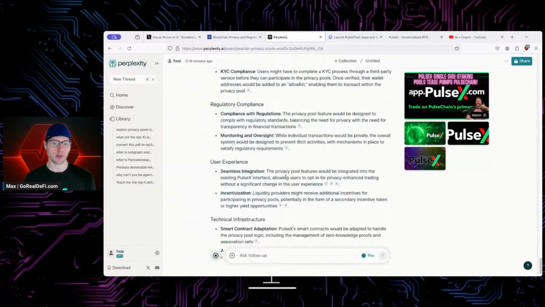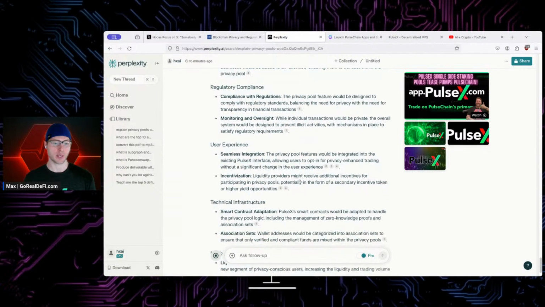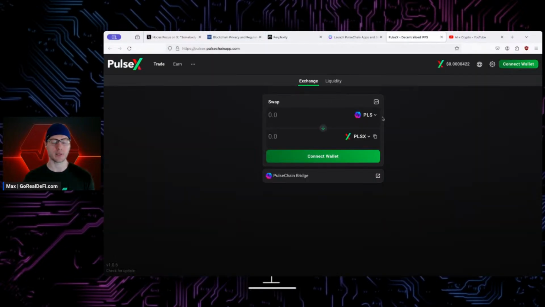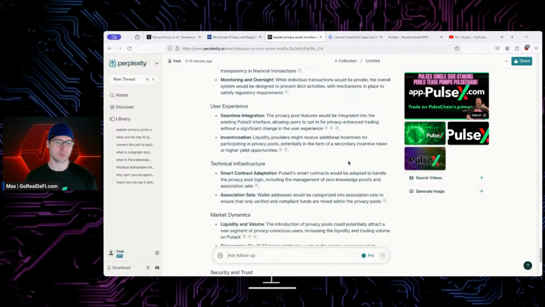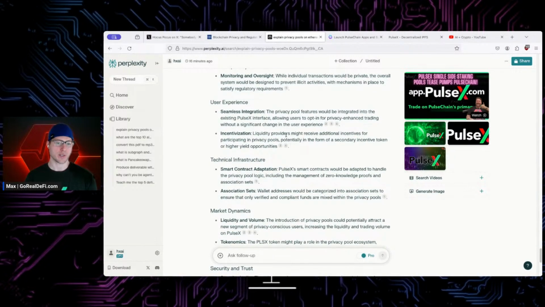So user experience and integration, opt-in for privacy enhancing trade. Okay, so this is an interesting point. Integrating the existing PulseX interface, allowing users to opt in for privacy enhancing trading. Interesting. I wonder if it would be like you're doing a trade and it'll have a little box that'll be like private transaction, something like that. I wonder if it could actually be applied to trading. I wasn't really thinking of that angle. I was thinking like this moving funds around angle, but if you put it into trading, that's very interesting. Incentivization, LP may receive additional incentives for participating in privacy pools.